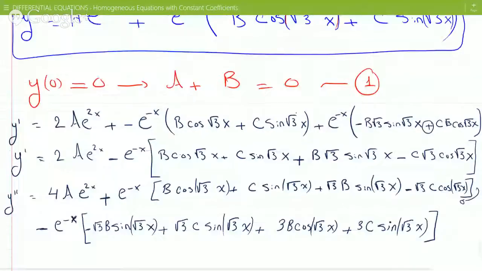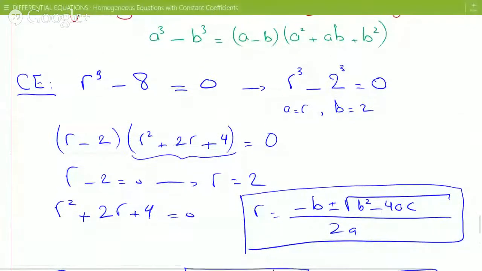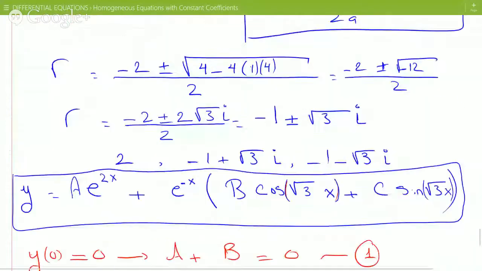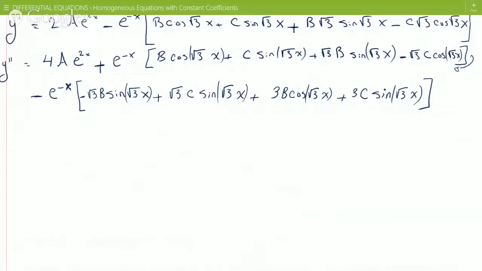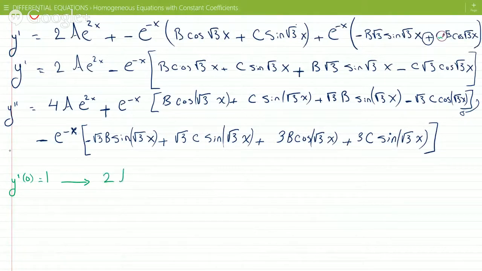So now we know that, where are we here? We know that y prime of 0, the initial condition, is y prime of 0 equals 1. So let's make use of that. So when x equals 0, we will plug in 0 for x in y prime, and we get 2a minus b, because cosine 0 is 1. The sines will go away because sine 0 is 0, minus root 3c.